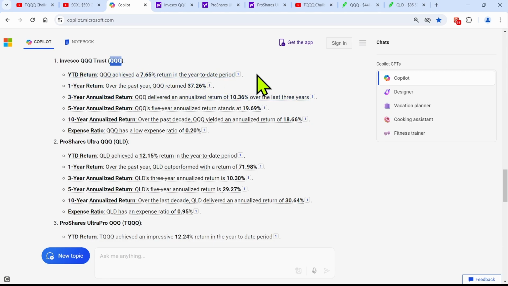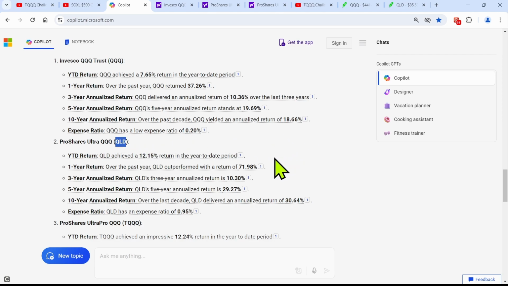1-year return. Over the past year, QQQ returned 37.26%. 3-year annualized return. QQQ delivered an annualized return of 10.36% over the last 3 years. 5-year annualized return. QQQ's 5-year annualized return stands at 19.69%. 10-year annualized return. Over the past decade, QQQ yielded an annualized return of 18.66%.